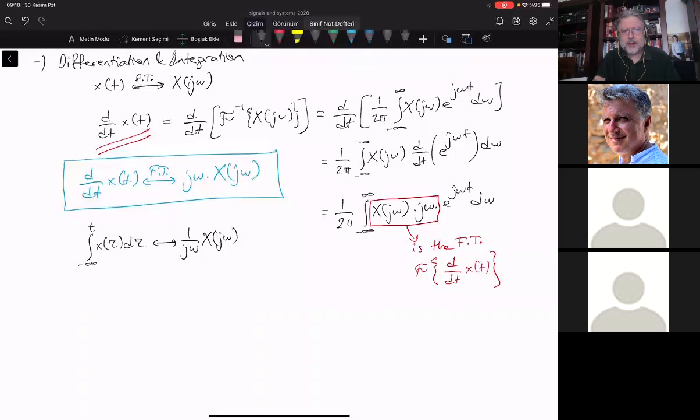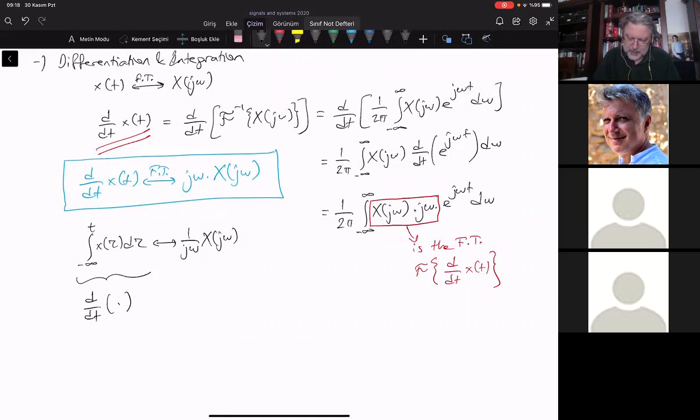But except for a point which would require the DC value of the Fourier transform or the signal. Because when we take the derivative, let's say that we are trying to take the derivative of this one.